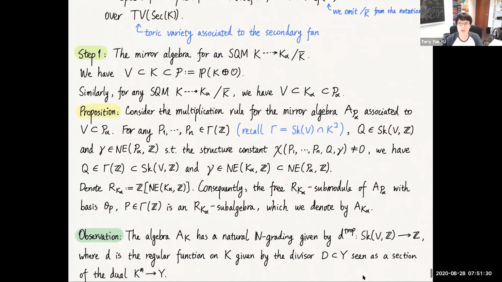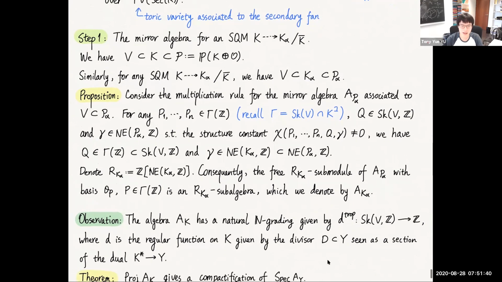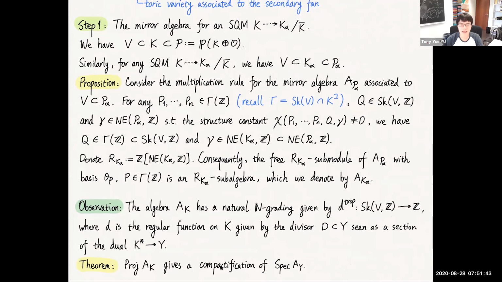And furthermore, we observe that the mirror algebra A K also has a natural grading given by tropicalization of some function. And then one can show that if we take the Proj of the mirror algebra A K, this gives a compactification of the affine mirror variety. So by considering the mirror algebra for K, we obtain a compactification of the mirror family.